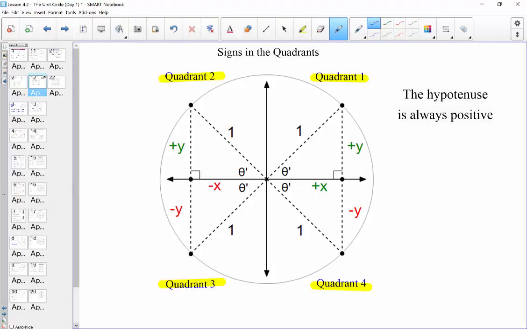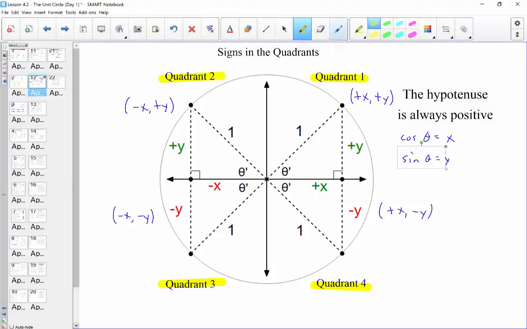We can also look at the signs of the coordinates in each quadrant. So in Quadrant 1, we have a positive x and a positive y coordinate. In Quadrant 2, we have a negative x and a positive y coordinate. In Quadrant 3, we have a negative x and a negative y coordinate. And in Quadrant 4, we have a positive x and a negative y coordinate. And recall that the cosine of theta equals x, and the sine of theta equals y.